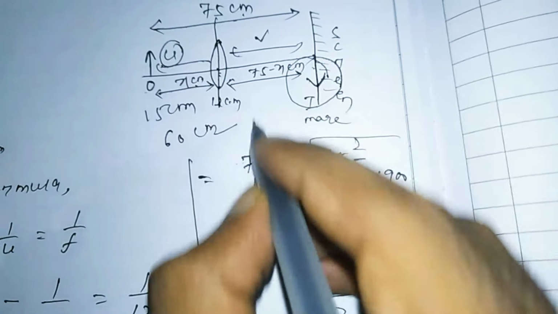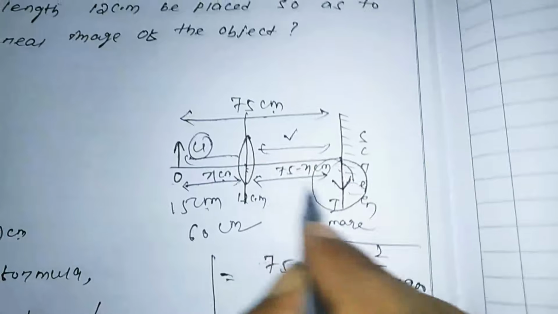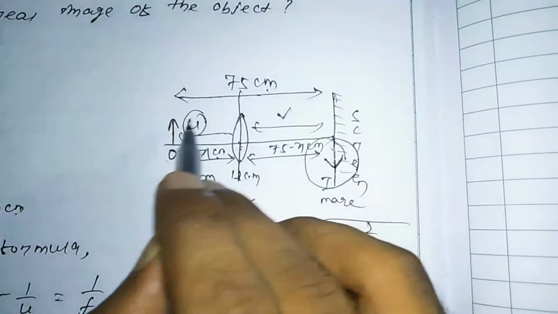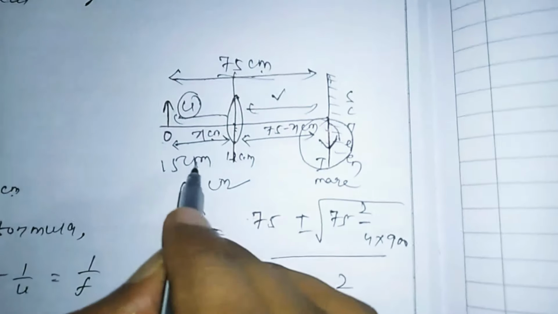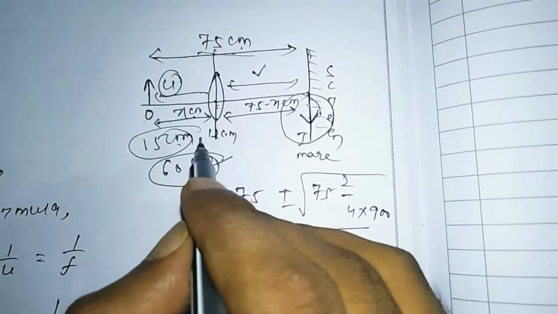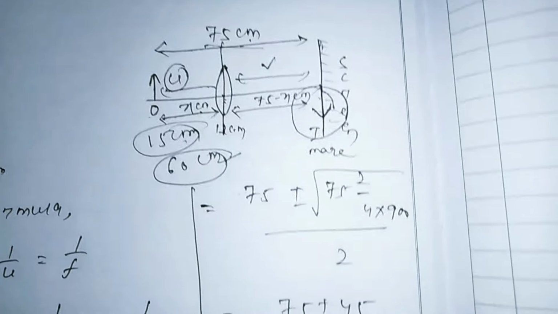On the screen, which is at 75 cm from the object, our answers are 15 centimeter or 60 centimeter. So we conclude that the lens should be placed either at 15 centimeter or 60 centimeter from the object to get a real image.